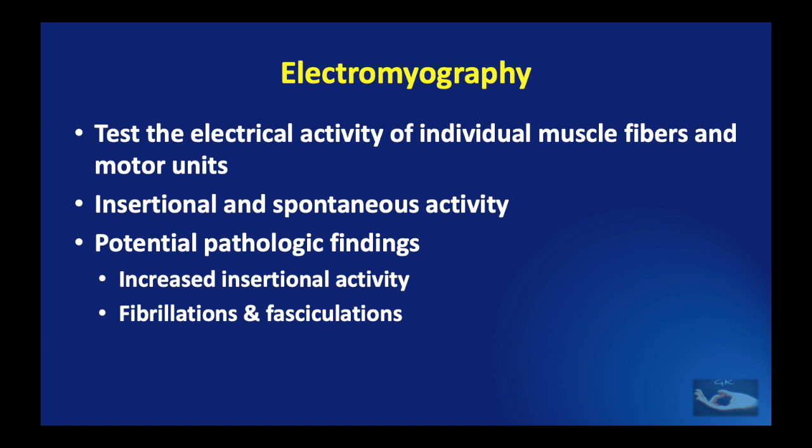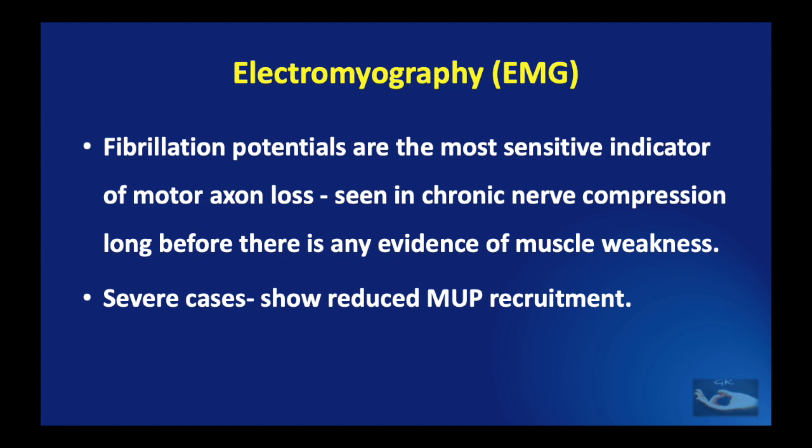Electromyography also plays an important role in testing the electrical activity of individual muscle fibers and motor units. It consists of both insertional and spontaneous activity, and the potential pathologic findings are increased insertional activity and the presence of fibrillations and fasciculations. The fibrillation potentials are the most sensitive indicator of motor axon loss, seen especially in chronic nerve compression, and they are seen long before there is any evidence of muscle weakness. In severe cases, reduced motor unit potential recruitment can be seen.